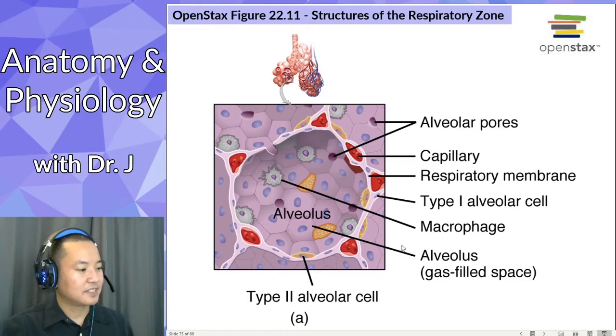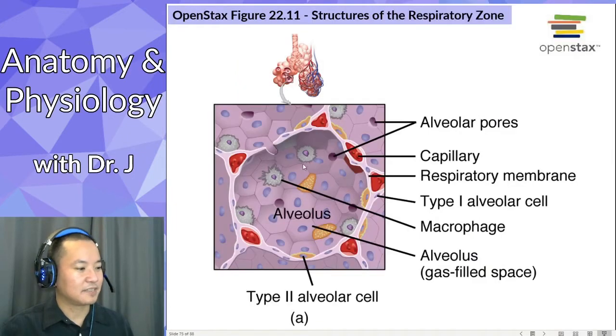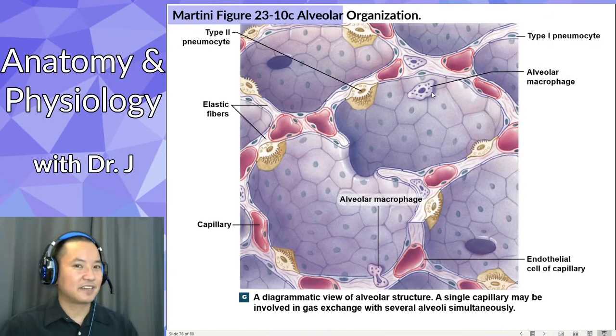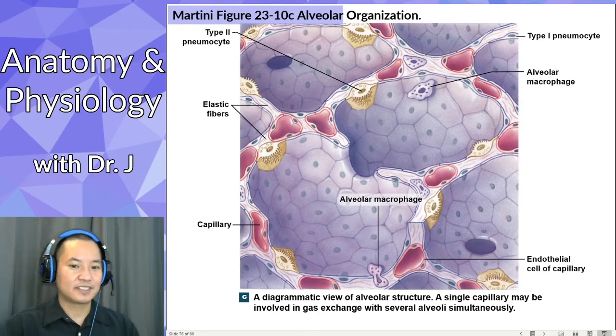Now there are two main types of cells, type 1 and type 2 alveolar cells. This is the Martini version. I think this shows a neat perspective. Oh, and you also have these macrophages as well. At this point, I think we did cover macrophages in PHYL 141. So again, they are a type of immune cell. They are important to the defenses of your body.